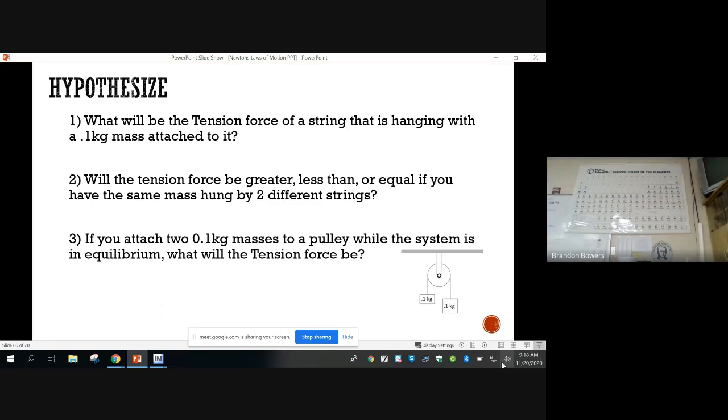All right. So, if I have a 0.1 kilogram mass hanging on a string, the only force acting on it is gravity, right? If it's hanging here, the only force is gravity. So the force of tension is equal to the force of gravity. Well, the force of gravity is equal to the mass times the acceleration due to gravity. So what will the tension force of a string be that is hanging a 0.1 kilogram mass?